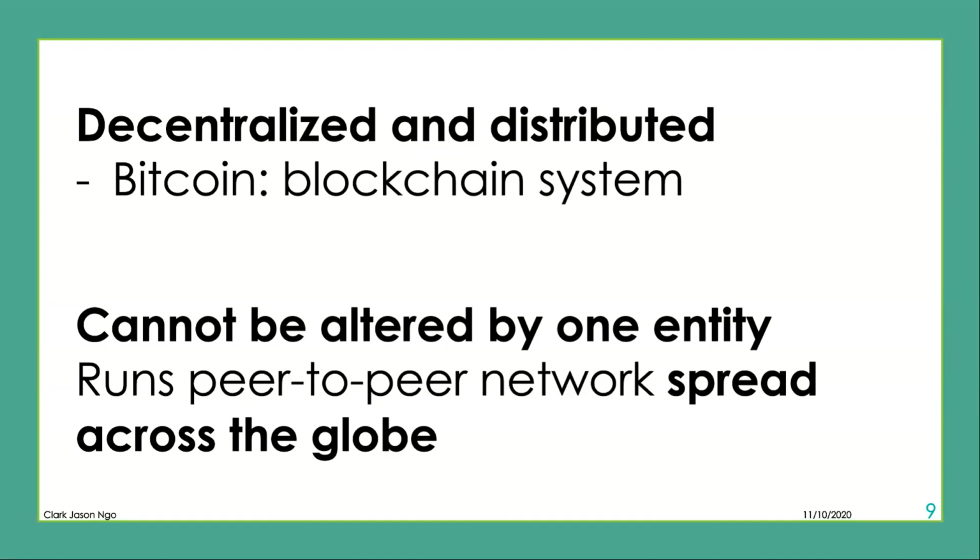Now, going back to the blockchain, right? It is decentralized and distributed. An example is Bitcoin, because one, it cannot be altered by one entity, meaning maybe one server. And it runs on a peer-to-peer network. As we mentioned, distributed is peer-to-peer, and spread across the globe.